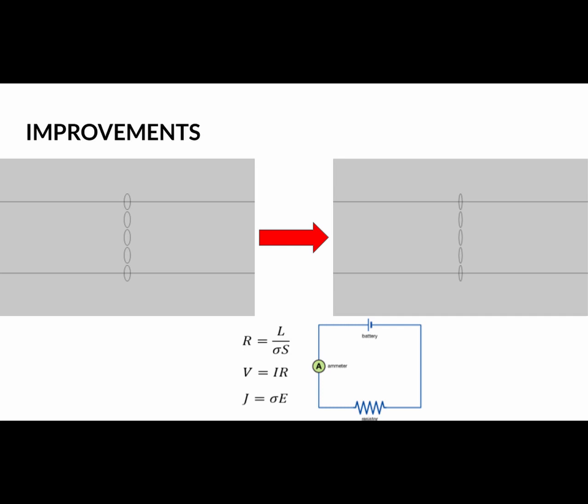This change reduced the resistance in our circuit, and if you have a constant voltage and you reduce the resistance, the electric current will increase. And if the electrical current increases, the current density increases too. And if the current density increases, the electric field will increase too because the conductivity of the material is the same.